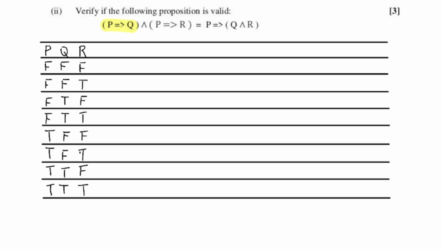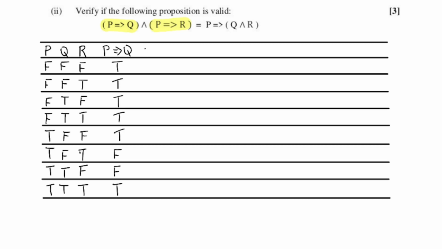For all other input combinations, it will be true. We'll have P implies Q, and it will be false only in these two cases. That is, we'll have an F over here and an F over here, and the rest of them will be true. The next column will be for P implies R.